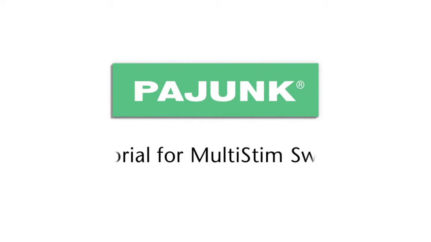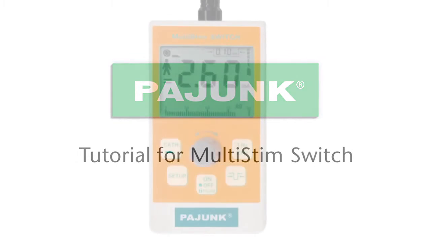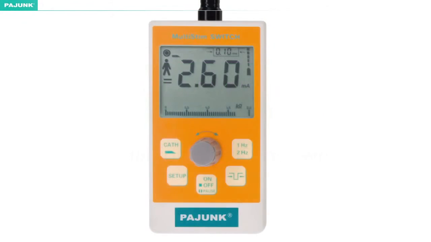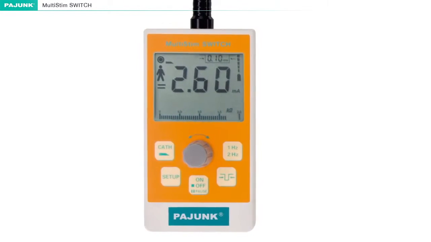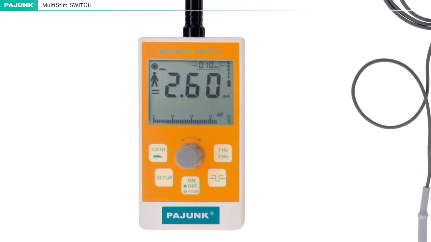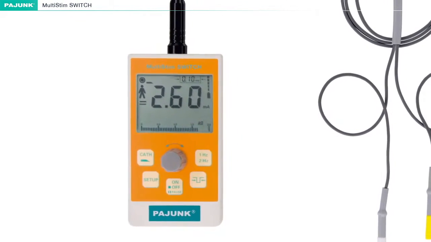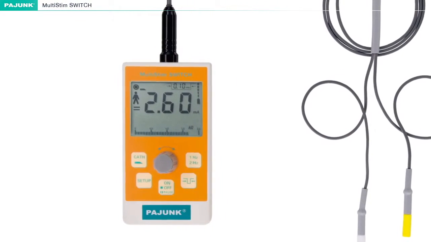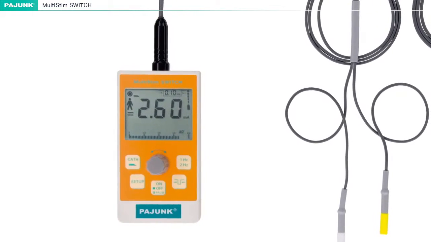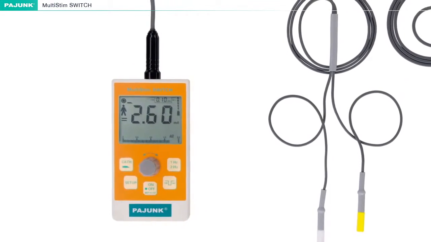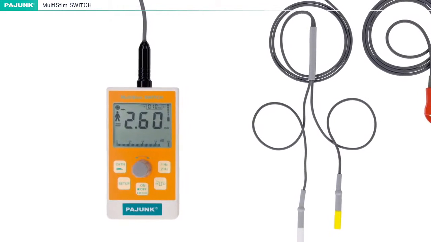Tutorial for Multistim switch. Pajunk Multistim switch can be used for the location of both peripheral nerves and for epidural stimulation. Its application is recommended for all purposes requiring the identification of nerves, nerve bundles and nerve roots.